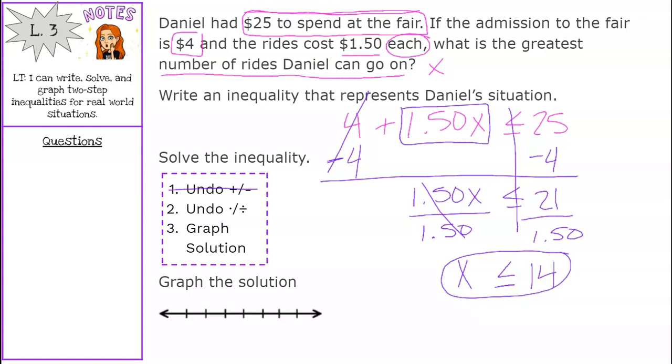So he could ride 14 rides or 1 ride, but he can't ride any more than 14 rides. So we would graph that as 14, 13 on the left, 15 on the right. It'd be a closed circle at 14, and then we graph and shade to the left.